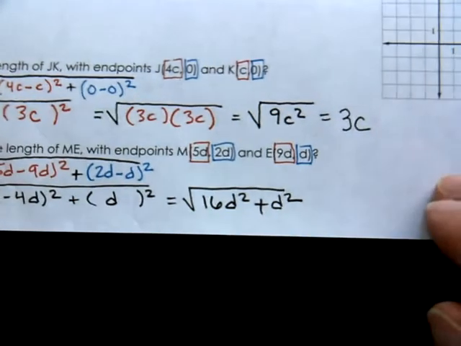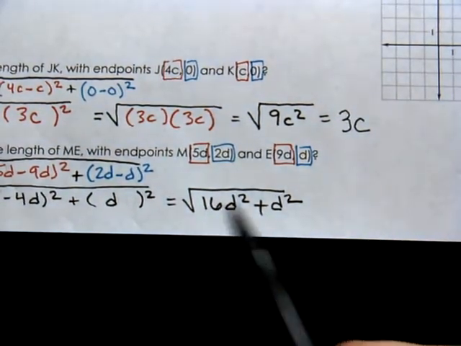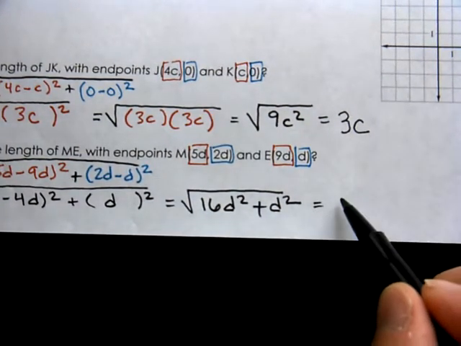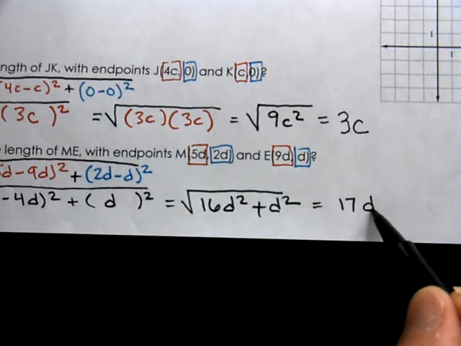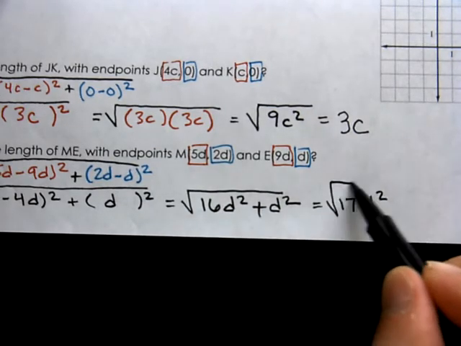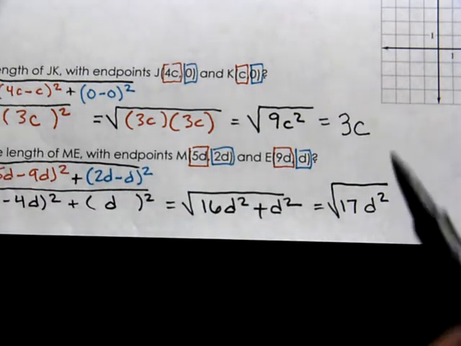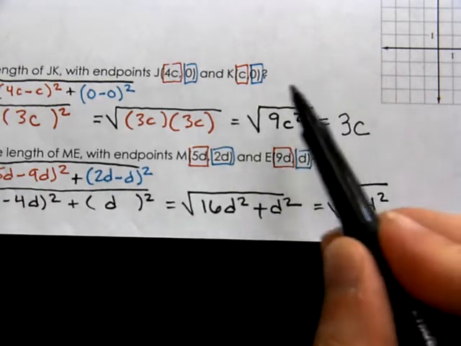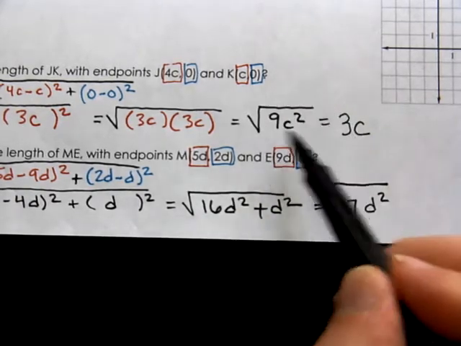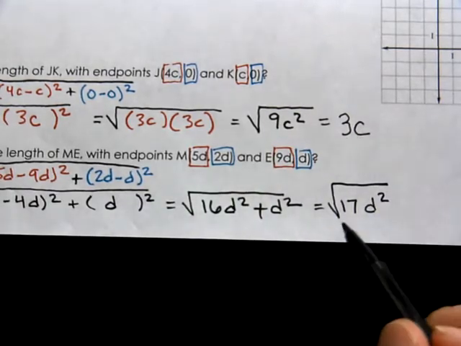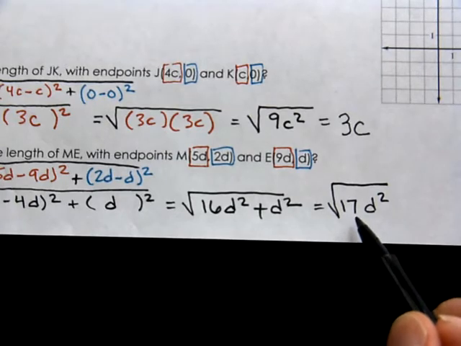So when you take a look at this, notice again we have like terms. 16d squared plus 1d squared combined to give us 17d squared, and that's all under the radical. And you might think you're done, but we're really close. We're not quite done. The next thing to do is to simplify the radical if possible. In the previous case, 9 was a perfect square. We could take the square root of 9 to get 3. But in our current example, 17 is not a perfect square. 17 will stay under the radical.